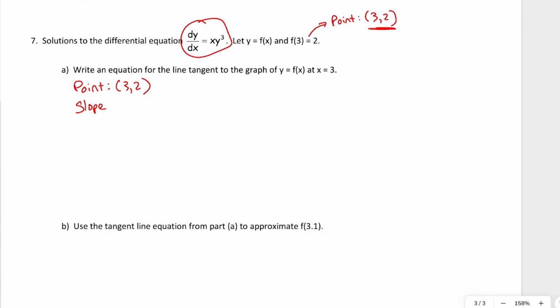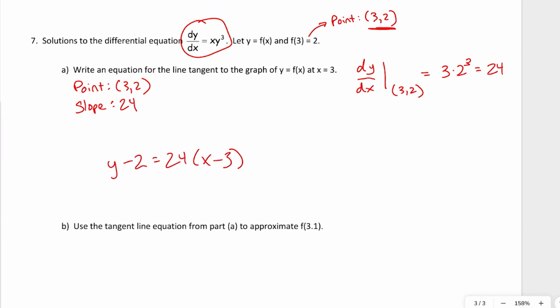So dy/dx at the point (3, 2) is going to equal 3 times 2 cubed. So this would be 3 times 8, which is 24. So my slope is 24, and I'm ready to write my equation. y minus 2 equals 24 times (x minus 3).